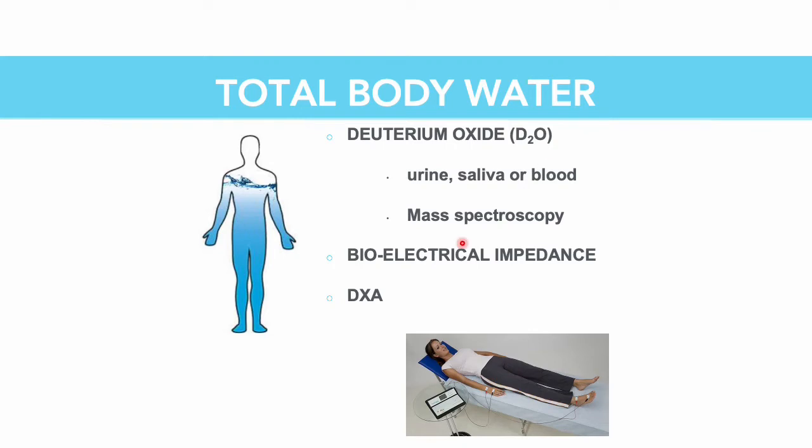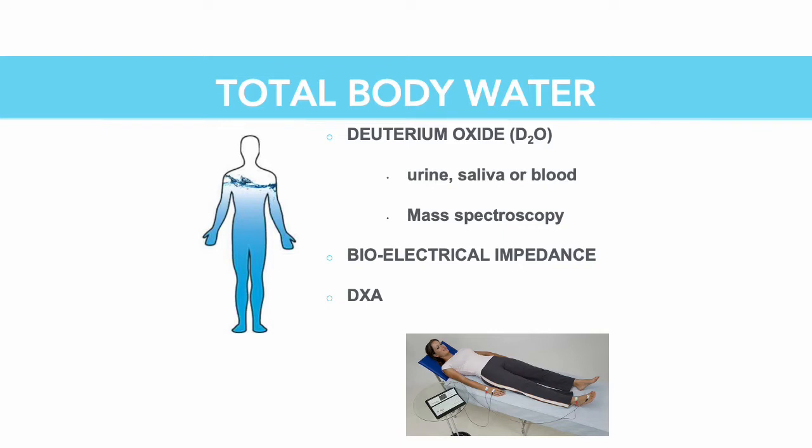You can also assess that with bioelectrical impedance. You can do a BIA analysis. Most of the body scales now, even those that you have at home, have this type of technology that can tell you how much water you have by passing a small amount of electricity through the body. And also, if you have a DEXA scan, based on the DEXA scan and the body composition, you can also measure total body water.